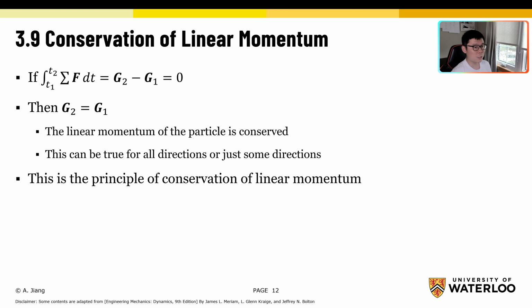Sometimes, if there's no external force, or the resultant force is 0, then we end up with G1 equals G2. There is no change in linear momentum. This can happen. In this case, we say the linear momentum of the particle is conserved, and this conservation of linear momentum can be true for the entire system, or sometimes just for a certain direction. So it is possible that, for example, linear momentum is conserved in the x direction while not conserved in the y direction. This is called the principle of conservation of linear momentum.